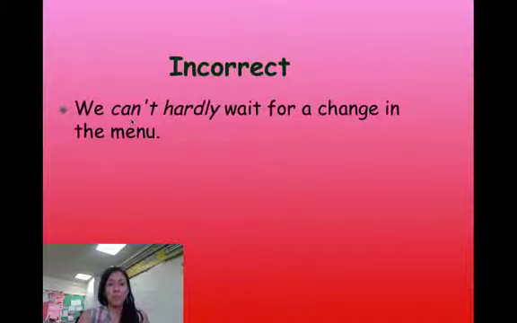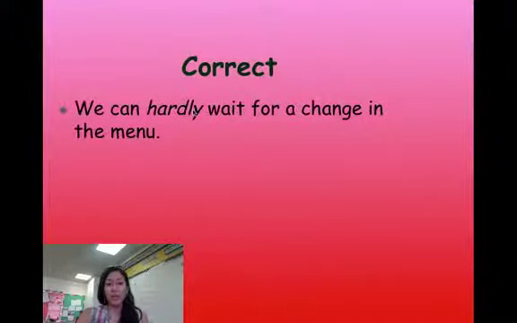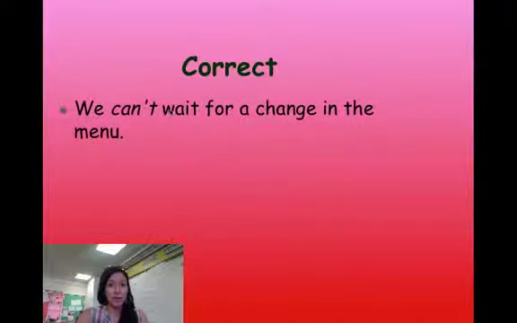Let's take a look at this one. I can't hardly wait for a change in the menu. Can't is a negative word, and hardly is also a negative. Although this one is a hard one, hardly is a negative. So the correct way would be, I can hardly wait for a change in the menu. They changed the negative can't to can, and they just left one negative word in the sentence. Okay?